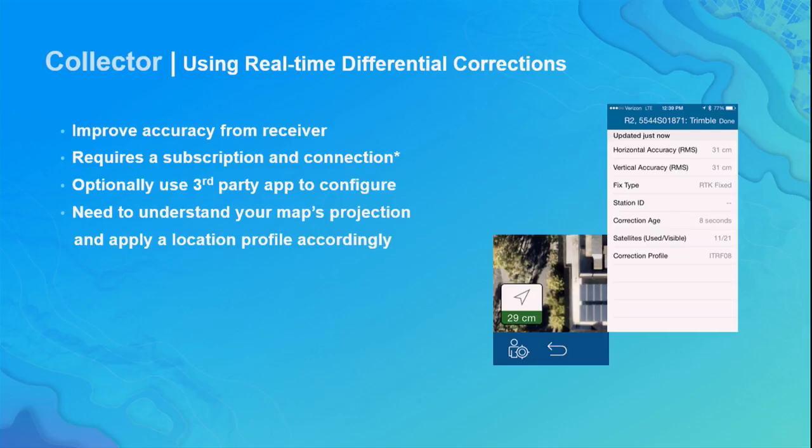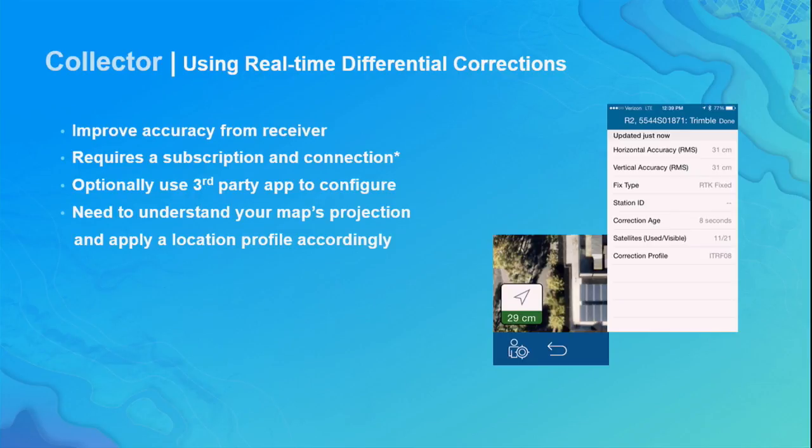There are a lot of different ones you want to research, if that's an option. They can still be used over cell, but they also have the option of working based on satellite alone, so you're not limited to saying, oh, I can't use it because I'm not in cell coverage. So again, the third-party app is where you configure the connection to the base station or the correction service.